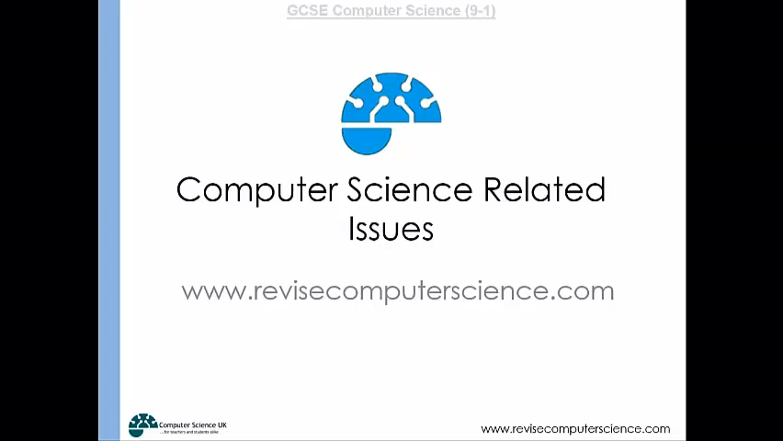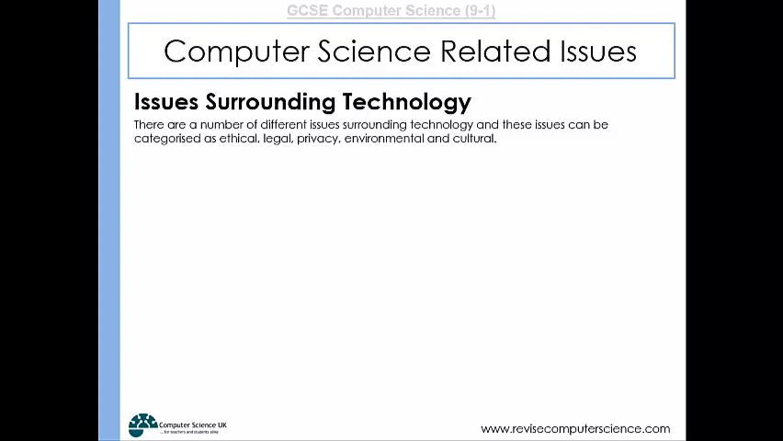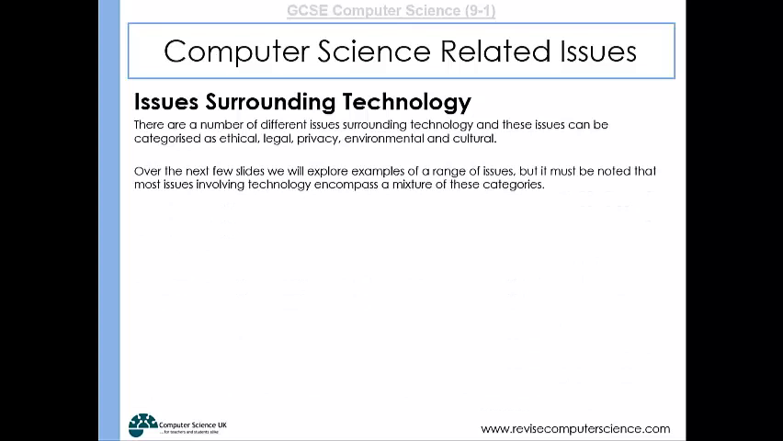This video will look at issues surrounding technology. There are a number of different issues surrounding technology, and these issues can be put into categories such as ethical, legal, privacy, environmental, and cultural. In this video, we'll explore examples of a range of issues, and it needs to be noted that most issues involving technology encompass a mixture of these different categories.